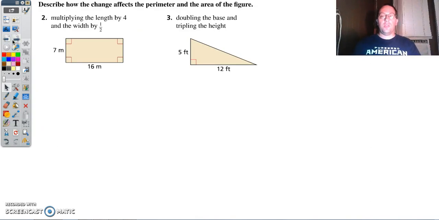Again, I want you to work these out on your own. Pause the video, then come back and check your answers. So pause the video and go. All right, let's see how you did.